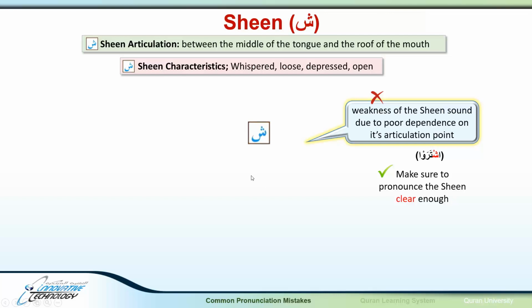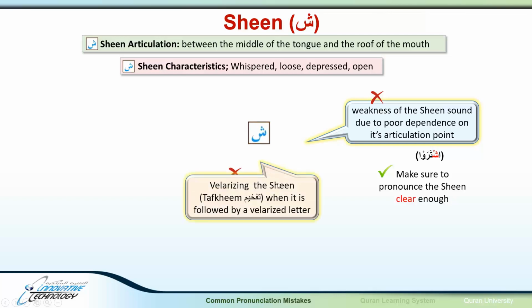Second mistake is velarizing the sheen, giving it tafkhim when it is followed by a velarized letter. And this will be apparent with the following example.